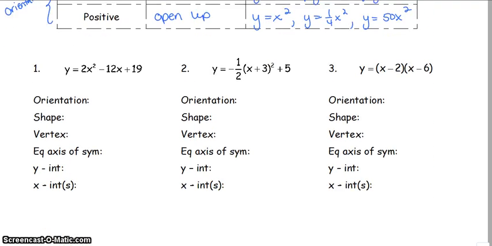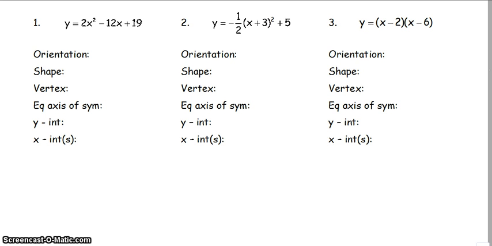Okay, so what we're going to do is look at each of these graphs. When we look at the first one, y equals 2x squared minus 12x plus 19, we can tell that that's going to be in standard form. And when it's in standard form, the only thing that we can tell from the equation is shape and orientation. We see that our a value is 2. Since it's positive, it's going to open up. Since it's greater than 1, it's going to be narrow. Now, I can't tell anything else without going to my calculator. So you should be pressing pause now and getting your calculator out.